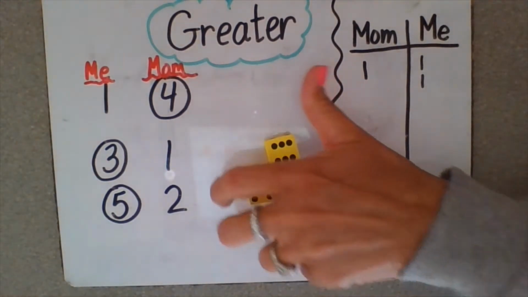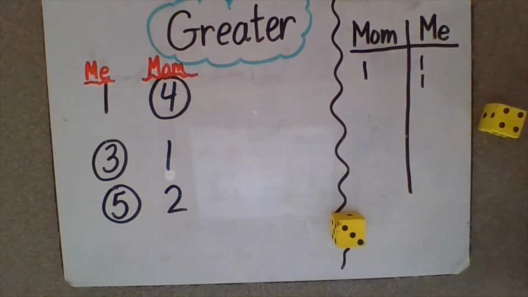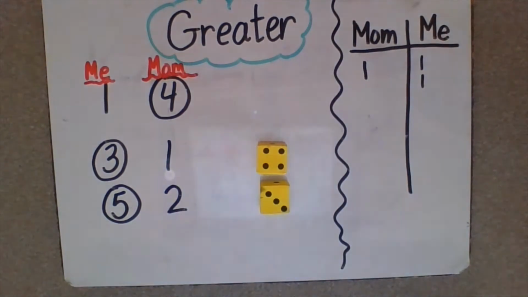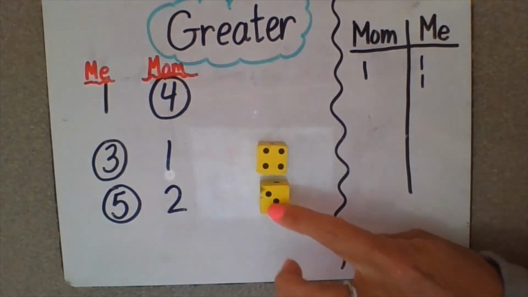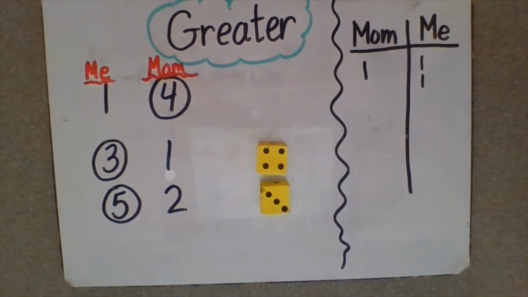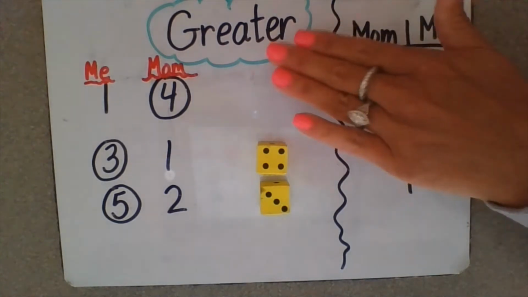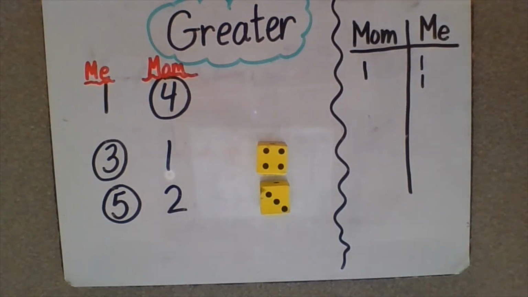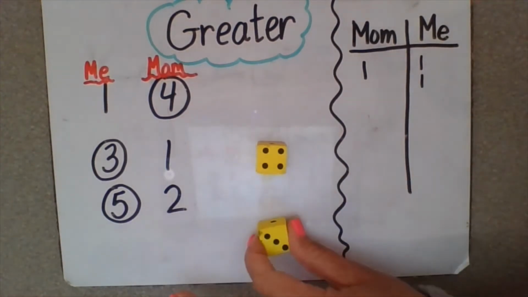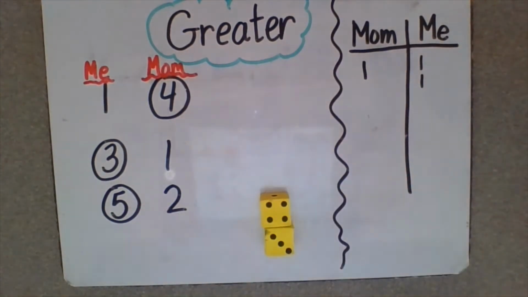And then a partner can roll and do the same. 4, 5, 6, 7. And the winner would be, whether you're playing who has the greater number or whose number is the least, that person would win. And that's how you can play the comparison game using one die or 2.